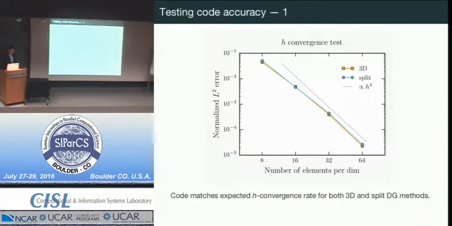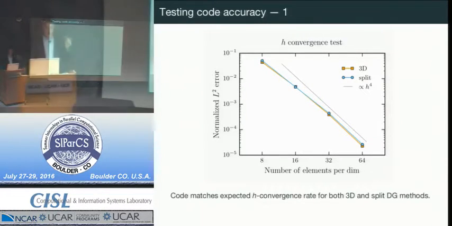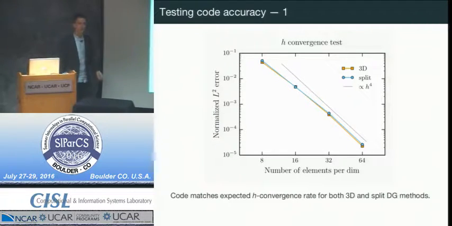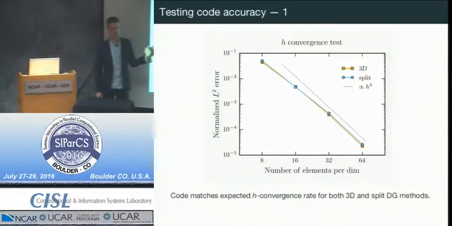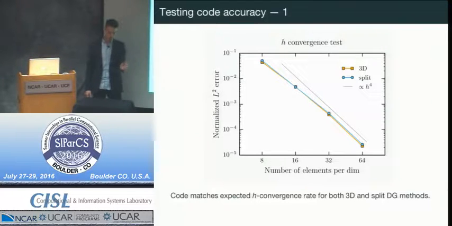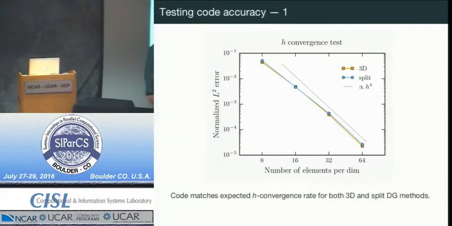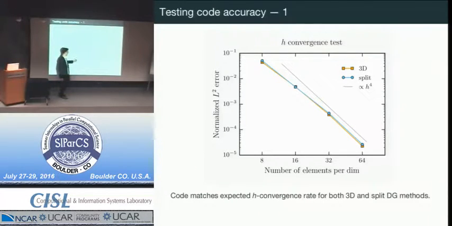So the first of which I'm going to show here is the h-convergence test. This is a measure of how your errors decrease as you increase the resolution, specifically by increasing the number of elements. So I'm going to use more, smaller elements. Here I have 8 elements per dimension, so 8 cubed elements total, 16, 32, 64. You can see the errors go down.